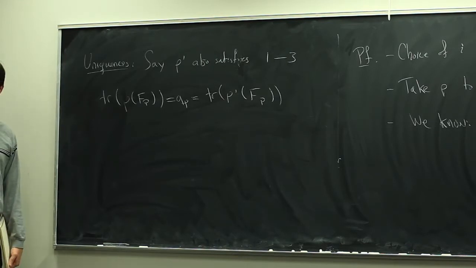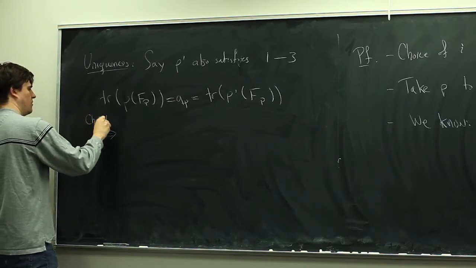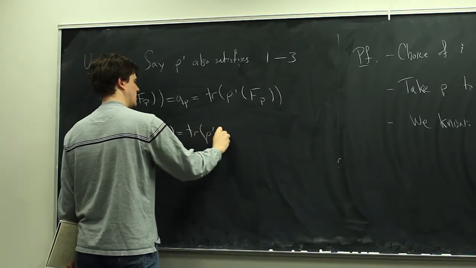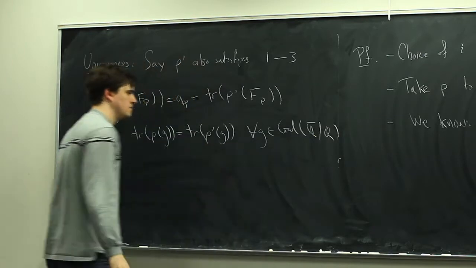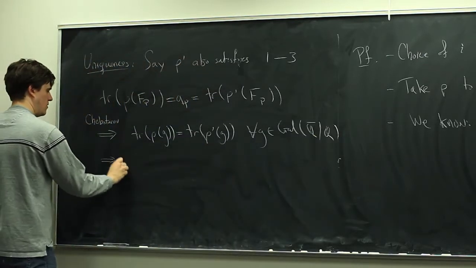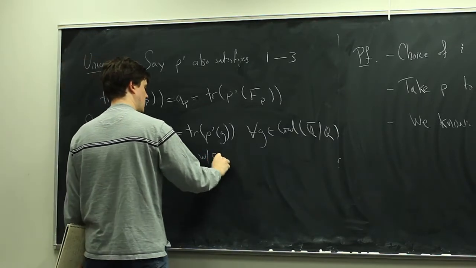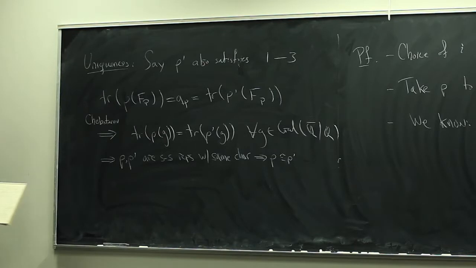And so the Chebotarev theorem says that these Frobenius are dense in the Galois group. So this implies by Chebotarev that the trace of rho of g is equal to the trace of rho prime of g for all g in the Galois group. So rho and rho prime are semi-simple representations with the same character. And that implies that they're equivalent. Okay, any questions? Yeah.